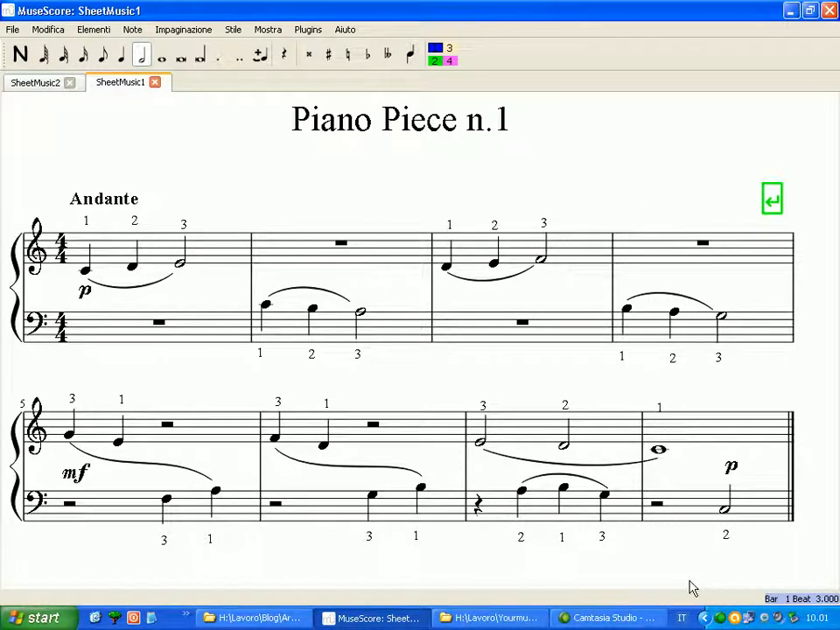Well, in the previous video lesson, we introduced the first piano piece we are going to play, and we analyzed the music sheet. We introduced many new symbols, such as the fingering, the dynamics, the slurs, the staves, the time signature, the clefs, and many other symbols that allow us to have a complete performance.